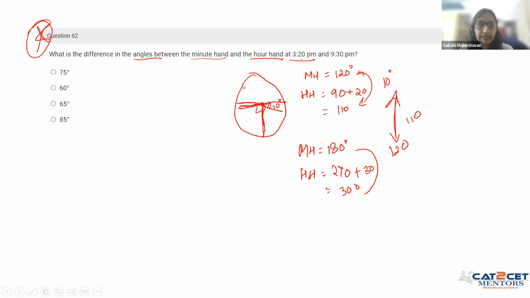It's not very clear. I think it can be this also, that minute hand at 3:20 and hour hand at 9:30. So the hour hand at 9:30 would be this 300, and I think minute hand at 3:20. I'll also check with sir and get back to you. You can do it with approximation, but that is not correct. That is not the exact option. So there is some ambiguity in the question.